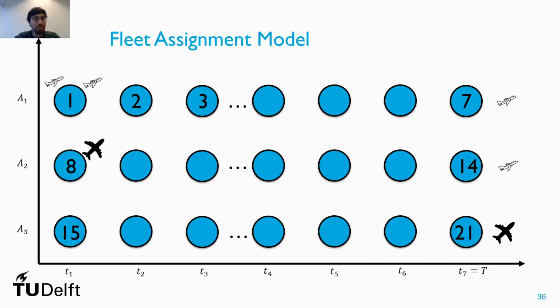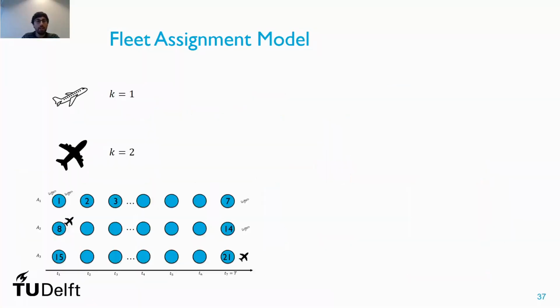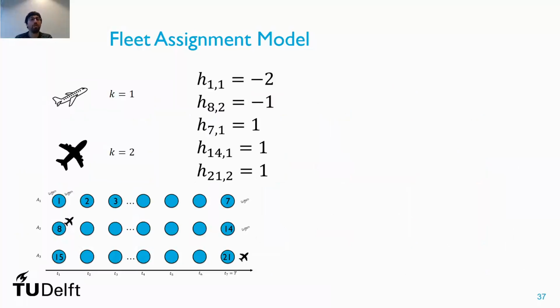So let's consider our example with the 21 nodes, and here I'm already using a single index for nodes. We have two aircraft of type 1 entering the system in node 1. One of them should exit the system in node 7 and the other one in node 14. While we have a single aircraft of type 2, it enters the system in node 8 and exits the system in node 21. In this case, these would be the numbers. H11 is -2, H82 is -1, H71 is 1, H14 is 1, and H21 2 is also 1.